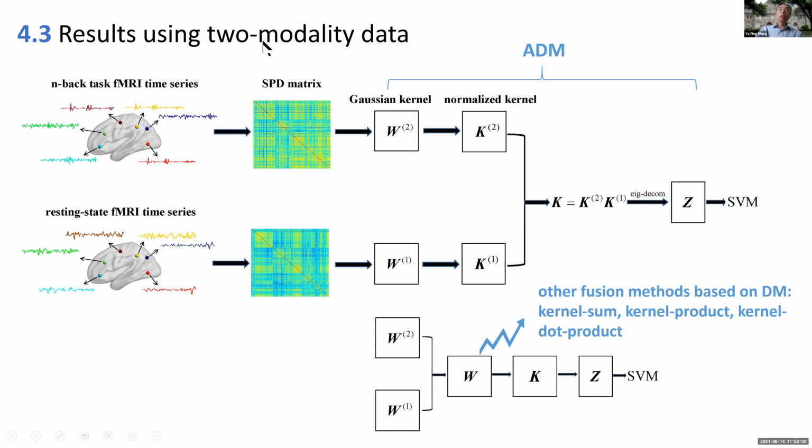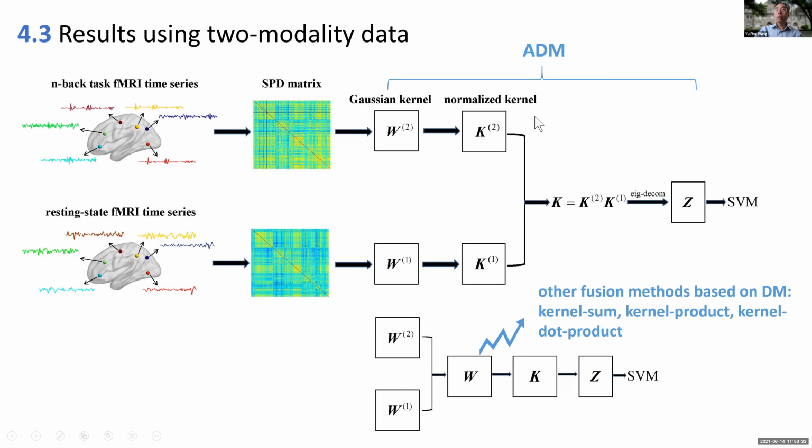Furthermore, we wanted to combine the two modalities and see whether the combination of the two modality data sets using alternating diffusion map can further improve the result. So here is our procedure. We construct the functional connectivity matrix based on each task of fMRI time series.